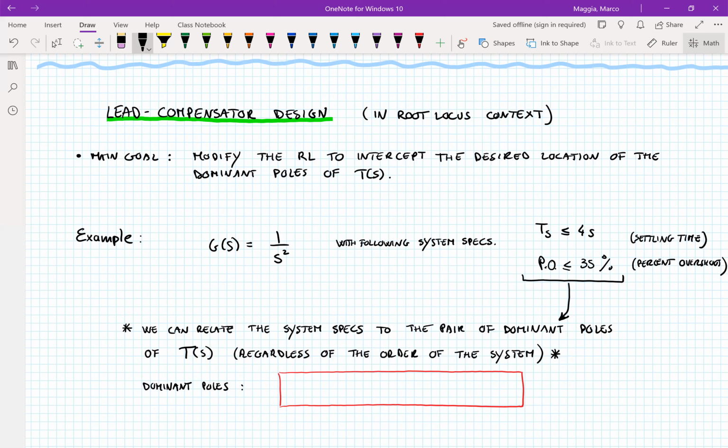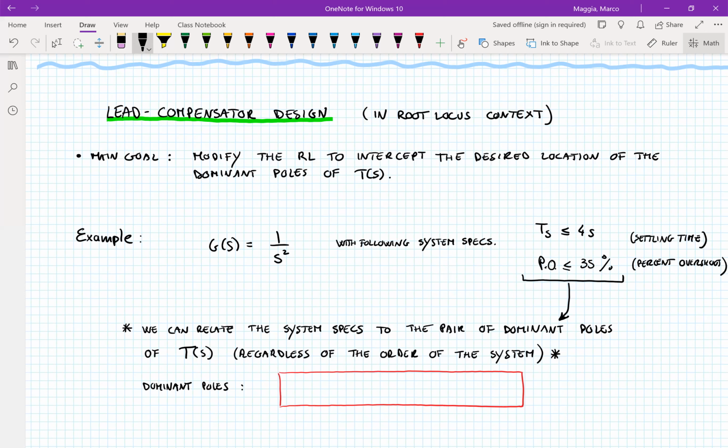You see here, we don't have any requirement in terms of steady state error, so we don't really care about a lag compensator. But before doing that, we want to take care of settling time and the percent overshoot requirements. And therefore, we might want to design a lead compensator.